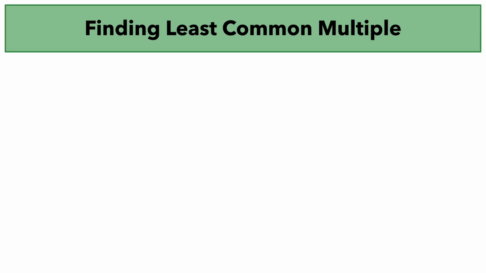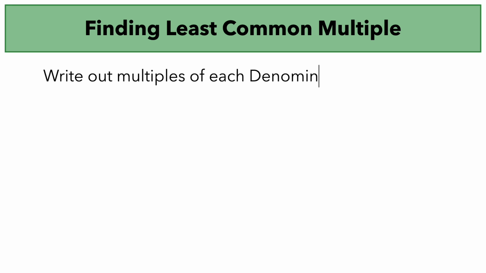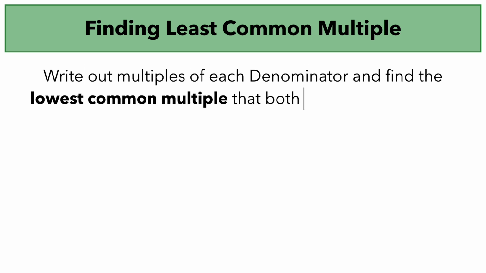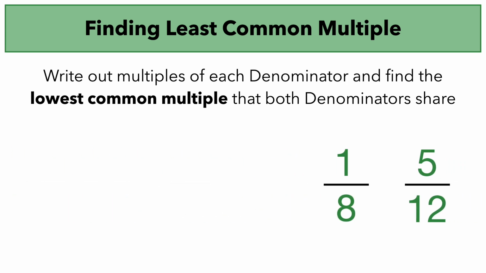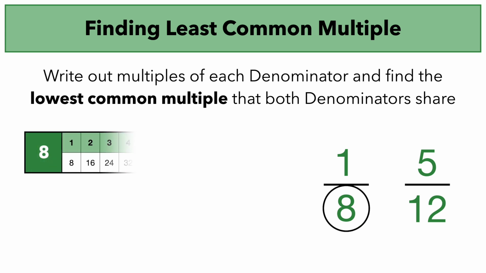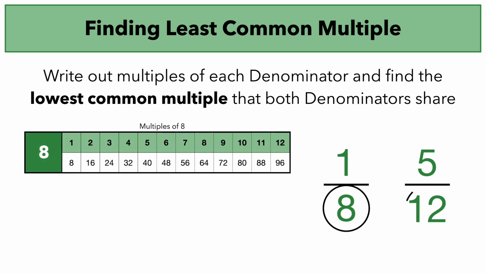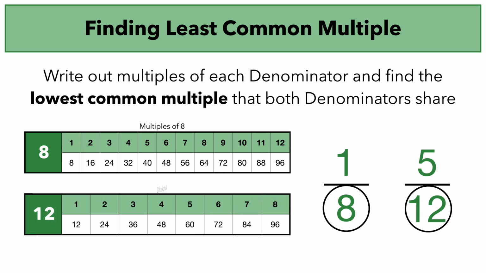Let's now move to our second strategy, finding the least common multiple. In this strategy, you can write out multiples of each denominator and find the lowest common multiple that both denominators share. So let's take the example of 1/8 and 5/12. Instead of multiplying by the opposite, we're going to first find the multiples of 8 right here, and then the multiples of 12 right here. We're going to try to find the lowest common multiple.